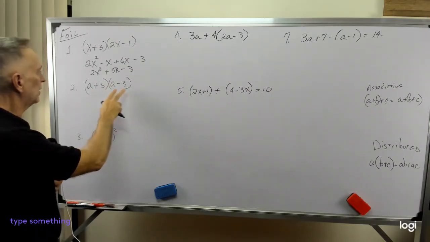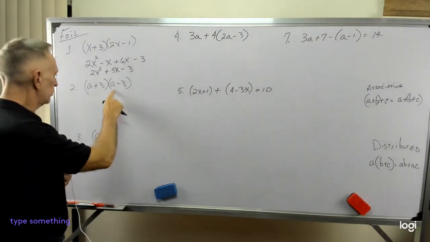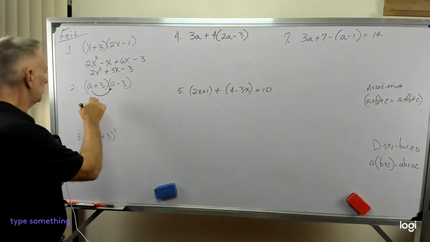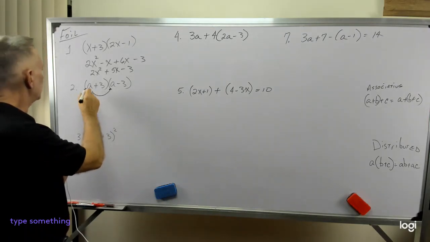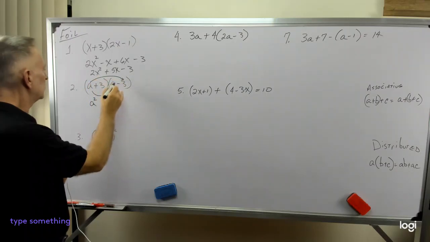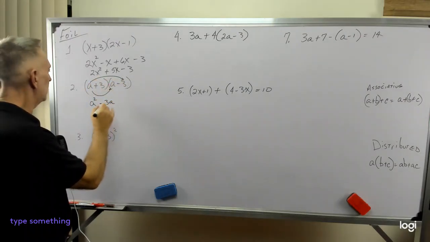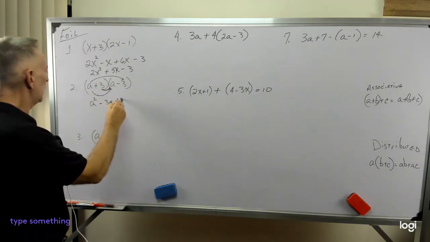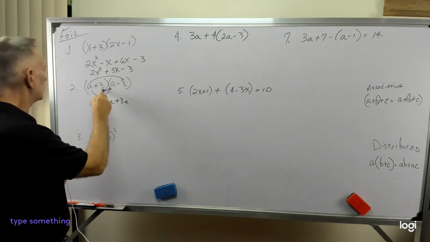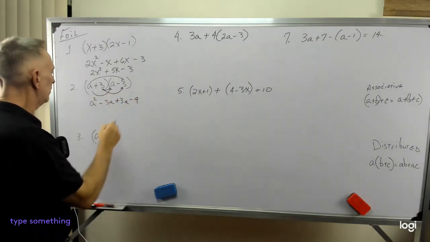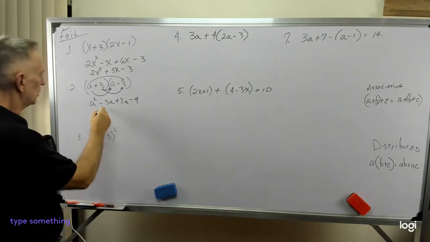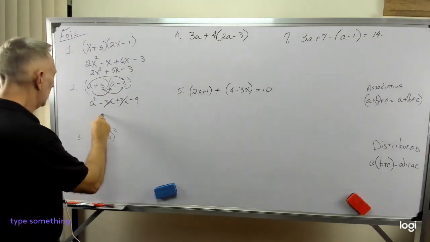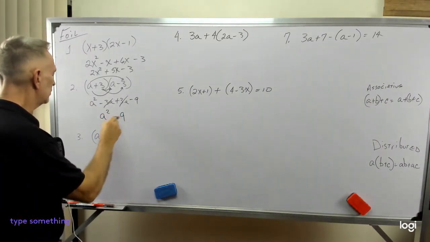So a plus 3, a minus 3. The first times the first, I have a times a, which is a to the second power. Then I do the outside, so now it's a times a negative 3, minus 3a. And then the inside, a positive 3a. And then the last, 3 times a negative 3 is a negative 9. So you'll notice a negative 3a and a positive 3a, those two terms cancel. And I have a to the second power minus 9.